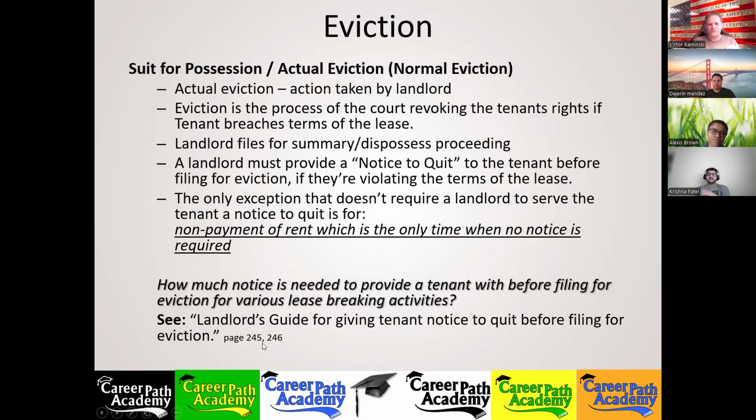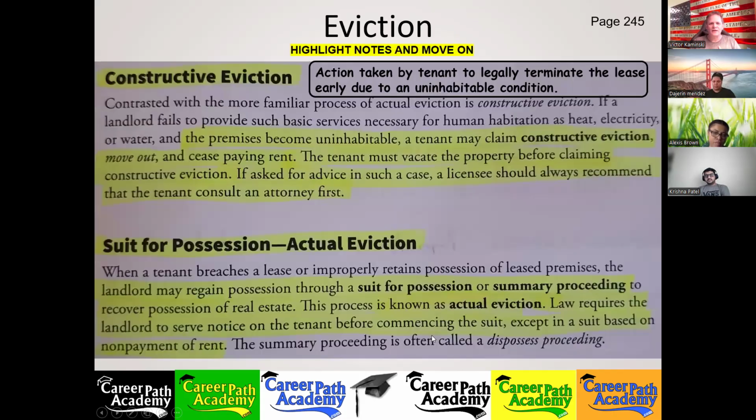On page 245 and 246, there's a landlord's guide for giving, well, this is what I named it, Landlord's Guide for Giving Tenant Notice to Quit Before Filing for Eviction. I know it's a long name, but that's very explanatory and specific of what it does. So here it is. Well, no, not yet. Here is the constructive eviction and suit for possession, actual eviction stuff. Let's highlight those notes now and make these notes. And then we'll get on to that guide.